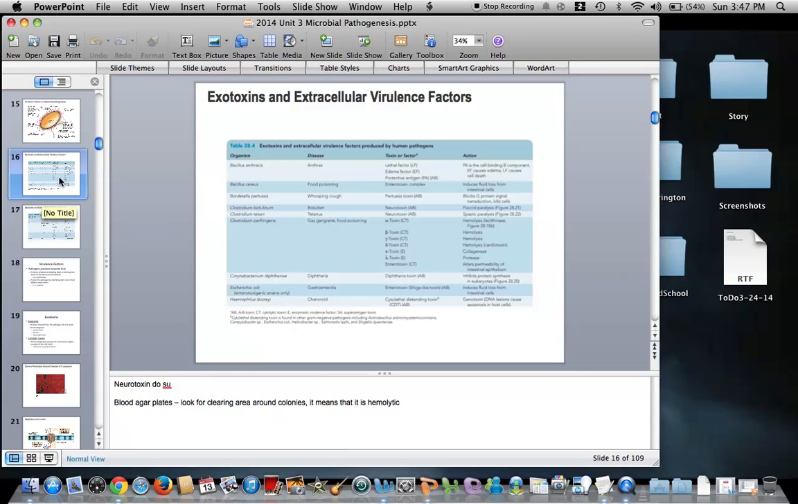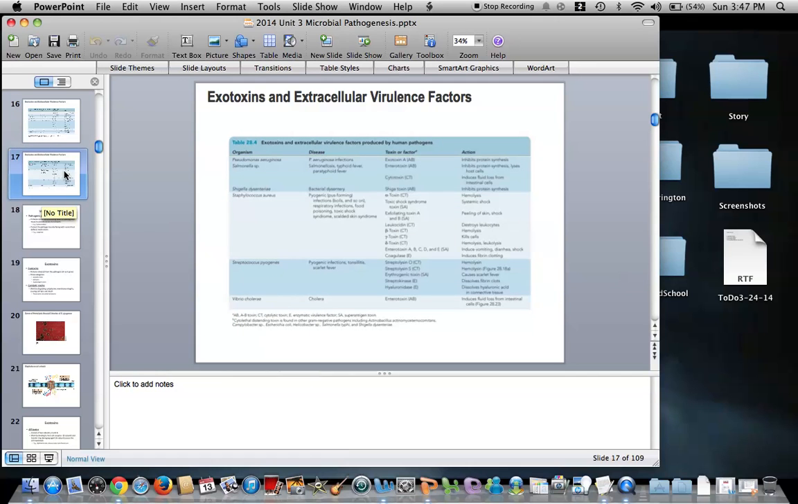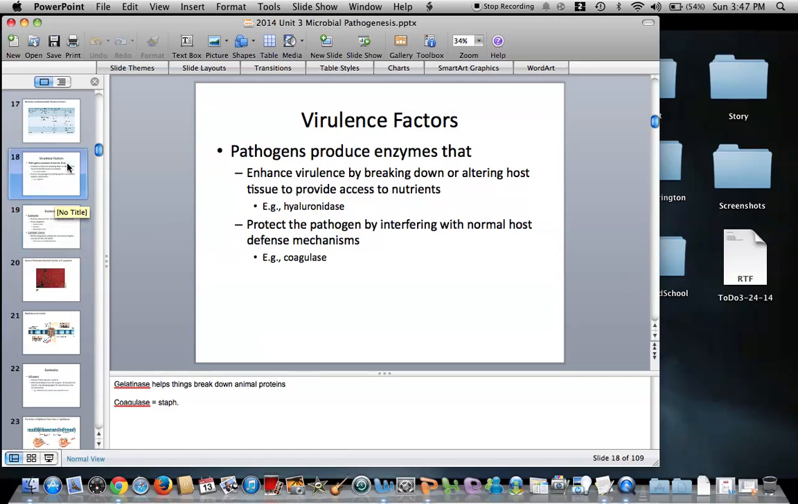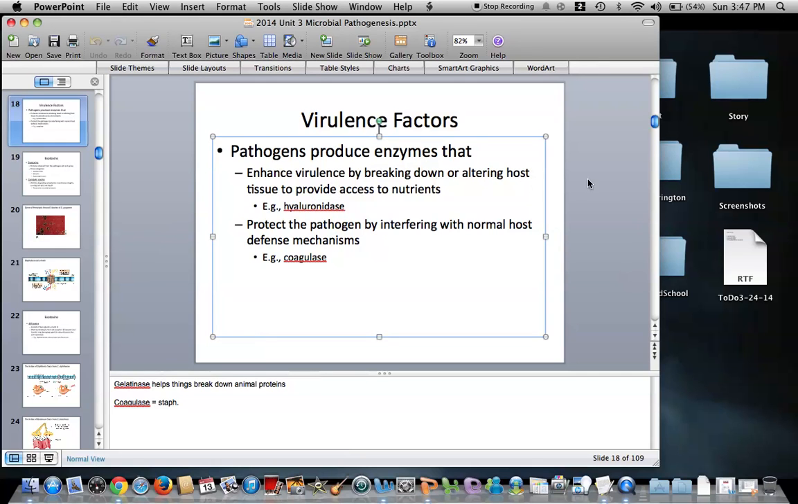Blood agar plates, you look for clearing areas. Alright, virulence factors. Pathogens produce enzymes that enhance virulence by breaking down or altering host tissue to provide access to nutrients. Hyaluronidase, I assume that's part of UTIs. So you literally alter host tissues to get something nice out of it, or you can protect. So you can interfere, or you can break down, essentially eat part of the host, or you can try and evade the immune system.